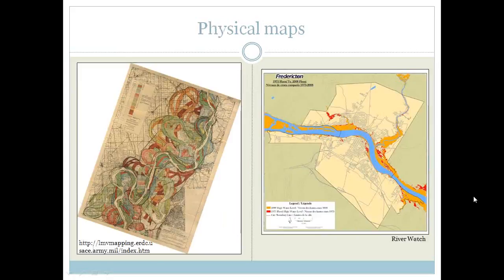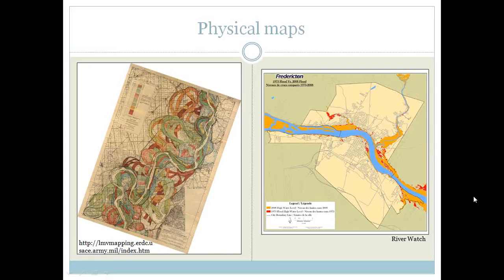We can also have physical maps. This map on the left here is a beautiful example from the early 1900s. It is actually a section of the Mississippi River, and those different colored swirls you can see are the historical meander channels of the Mississippi River.